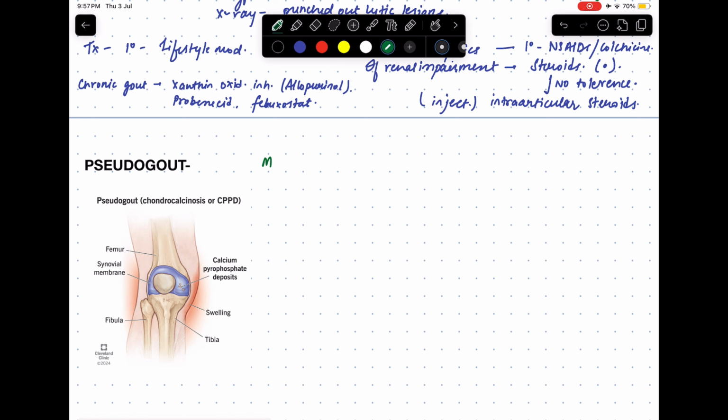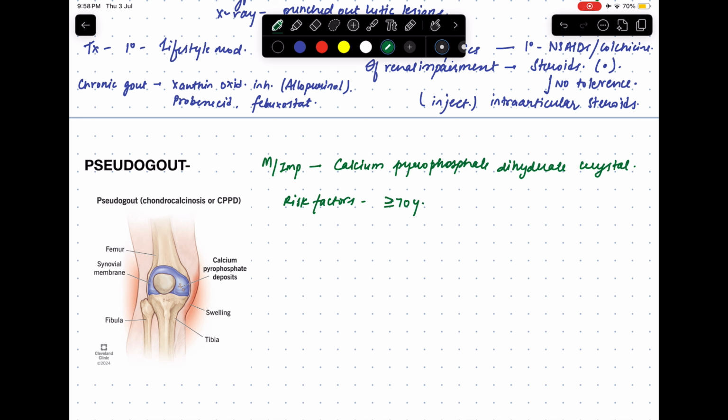Next topic is pseudogout. It is very much similar to gout, but there are crystals different from gout. This is the most common question that AMC asked, and it was asked in the June 2025 recall: what are the crystals made up of? The answer was calcium pyrophosphate dihydrate, or CPPD crystals, which are found in the articular cartilage and can lead to inflammatory arthritis, also known as crystalline arthritis.